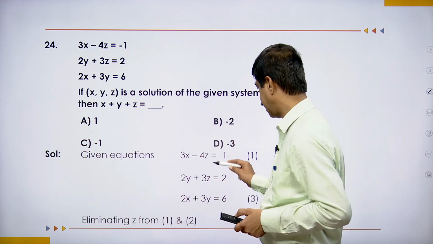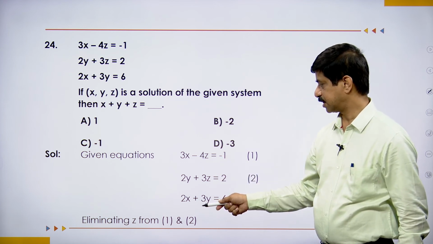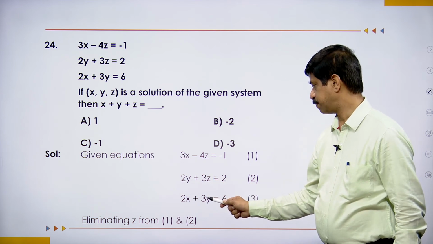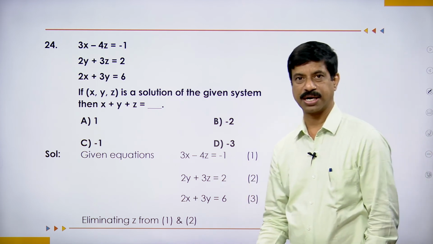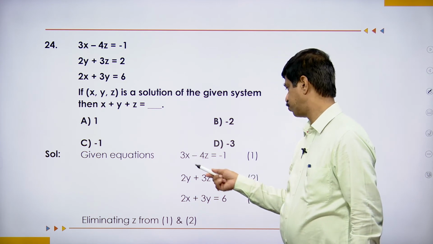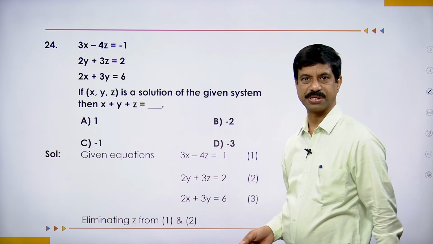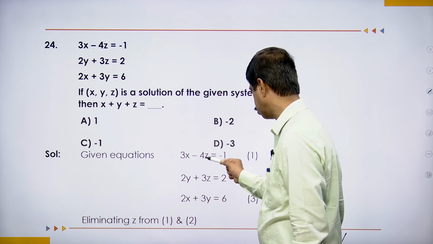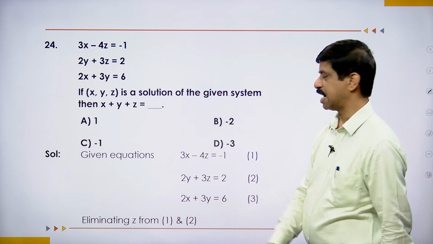If you want it directly, the way is either to add them or subtract them. If you add, 3x plus 2x is 5x, 2y plus 3y is 5y, minus 4z plus 3z is minus z. So you are not getting x plus y plus z by direct addition. If it is subtraction, 3x minus 2x is x, 2y minus 3y is minus y, so x plus y plus z you cannot get. So we eliminate z from 1 and 2, which means you should multiply this by 3 and this by 4 and add them.